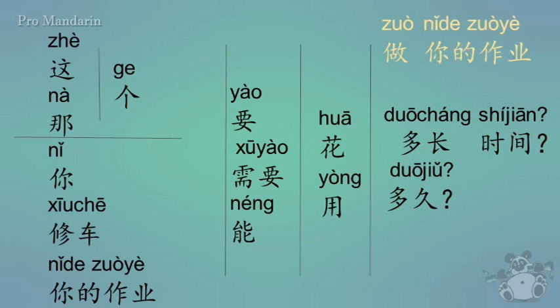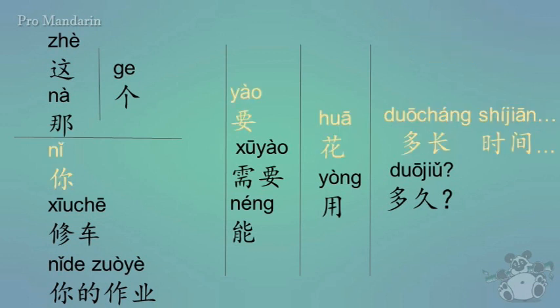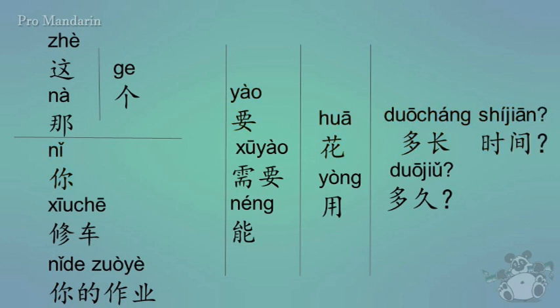Now, how this works is if you're going to ask someone how long it's going to take them to do something, then you say 你要花多长时间, and then you say what it is that they're going to do, as in to do homework. So how would you say that? How long is it going to take you to do homework?